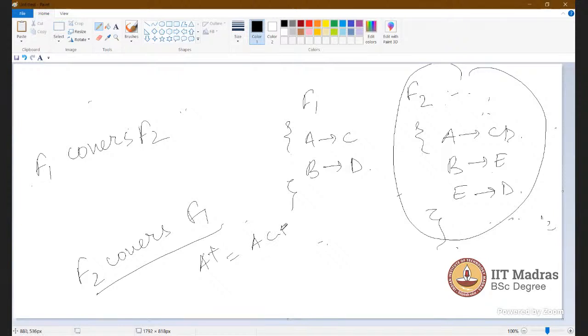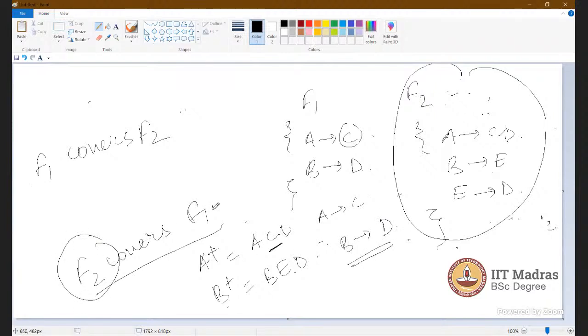That is A, C, CD, right? So AC is present. Here you can see AC is present. Then try to find the closure of B using this particular one: B, D. So we get BD, right? B is present here, so we can say that F2 covers F1, right?